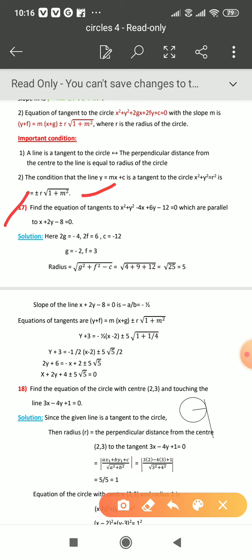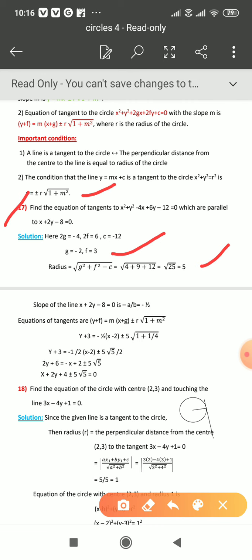That is the 17th problem. Find the equation of the tangents to x square plus y square minus 4x plus 6y minus 12 is equal to 0, which are parallel to x plus 2y minus 8 is equal to 0. From the given equation, what is 2g? 2g is equal to minus 4, 2f is equal to 6, c is equal to minus 12. So g is equal to minus 2, f is equal to 3. To find the condition, we find the radius r is equal to square root of g square plus f square minus c, that is equal to 5.